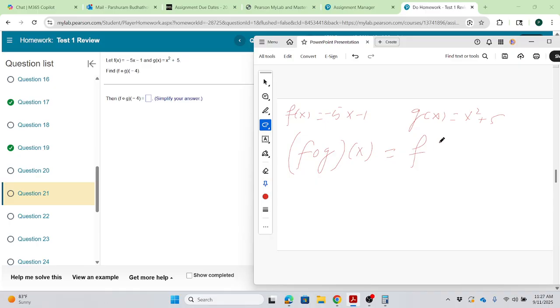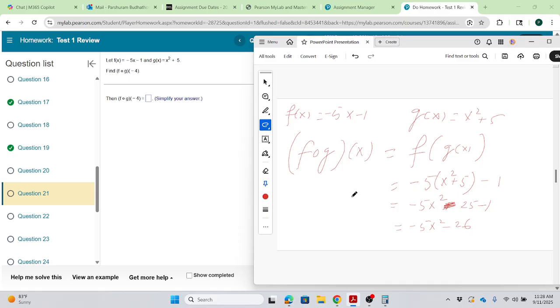Finding this means finding the value of f at g of x, meaning we go to the formula of f of x, negative 5x minus 1. We copy everything except x, and instead of x, we replace that by the value of g of x, which is x squared plus 5. When you try to replace the value, always use parentheses to make sure that you distribute the number and the sign in front of it. So if you distribute negative 5, it will be negative 5x squared plus negative 5 times positive 5, which is negative 25. So it would be negative 5x squared minus 26.